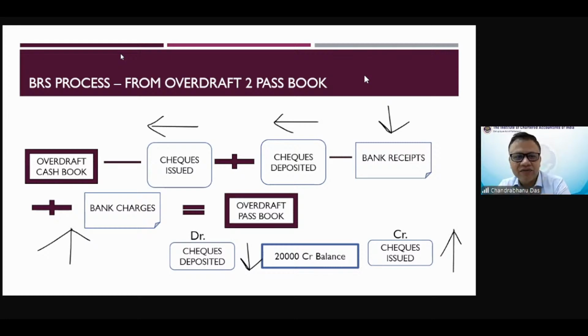So for that reason, whenever I am going from overdraft to the passbook, first of all, I have to reduce the balances which have increased and increase the balances which have decreased. So first of all, I subtract the checks issued and I increase it by adding the checks deposited. Thus it is just the reverse of the normal or favorable cash balance.